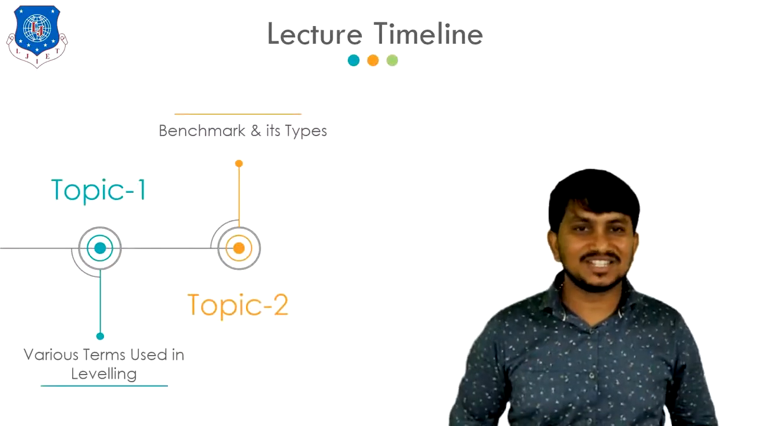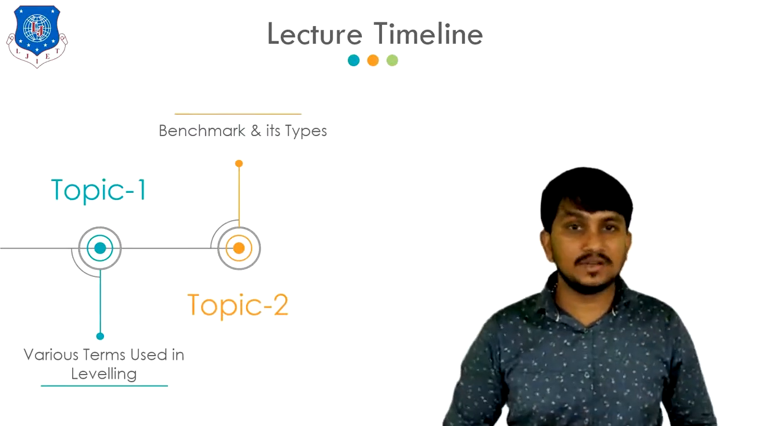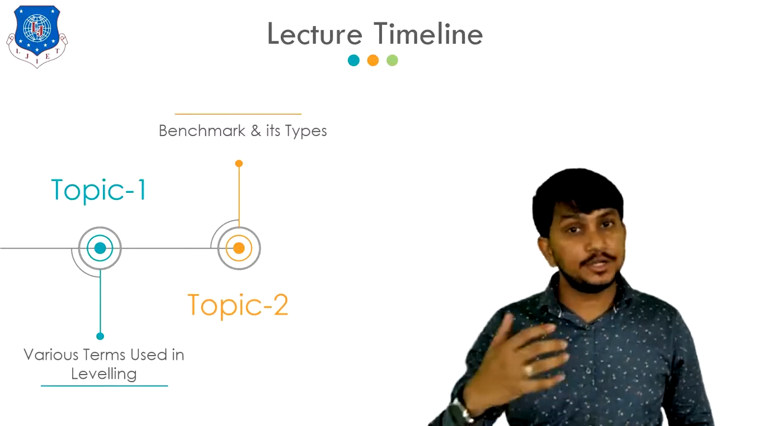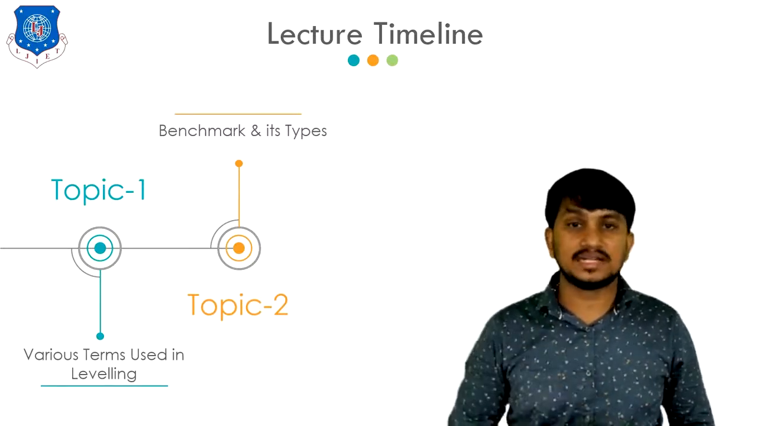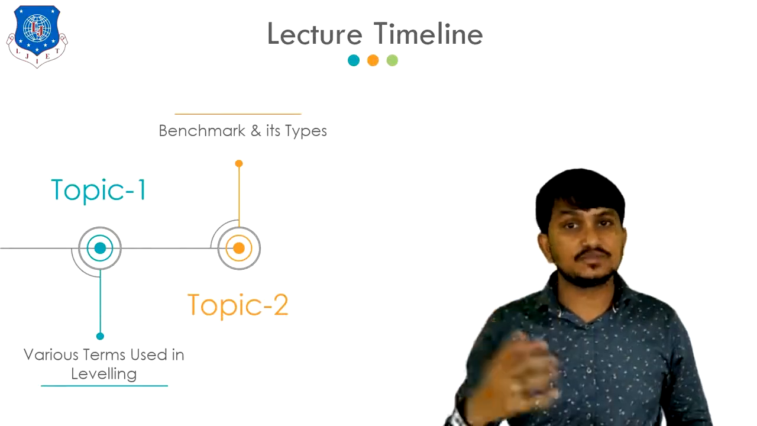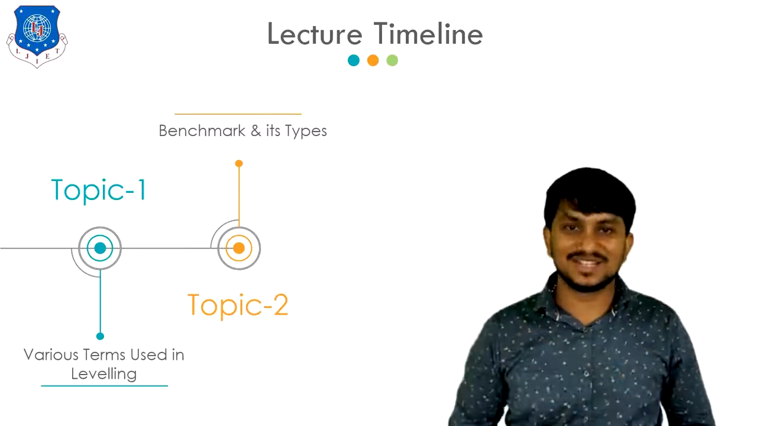That's all about today's lecture. I hope you understand the various terms used in leveling like level surface, mean sea level, datum, reduced level, benchmark, etc. And the various types of benchmark like GTS benchmark, permanent benchmark, temporary benchmark, and arbitrary benchmark.